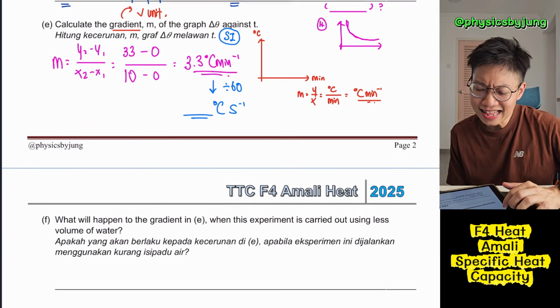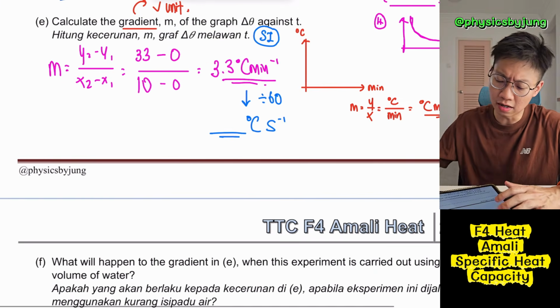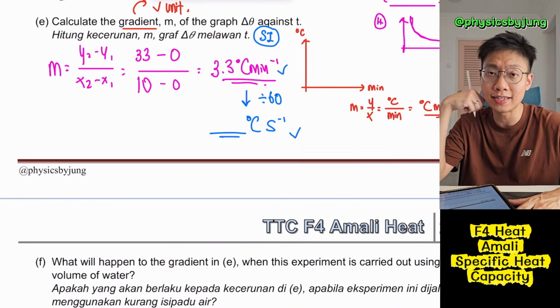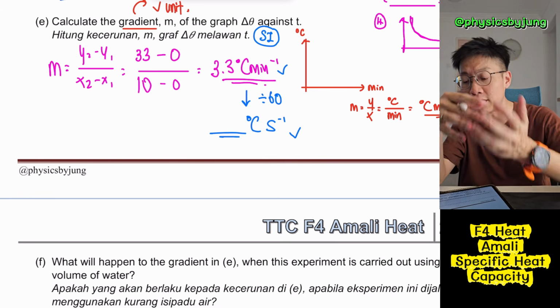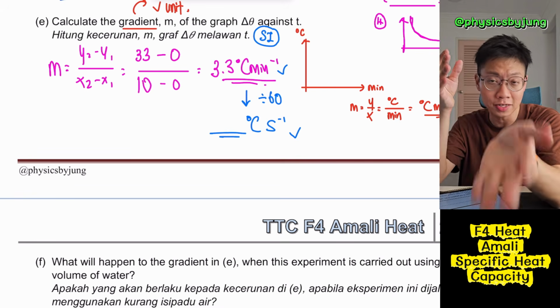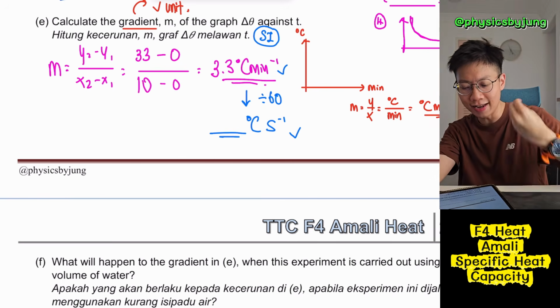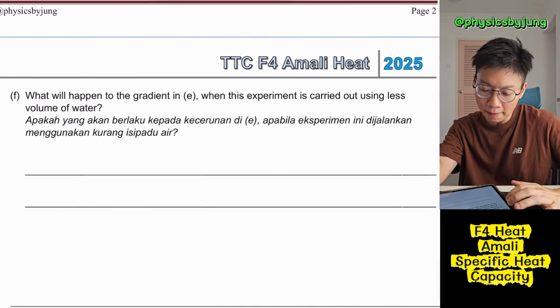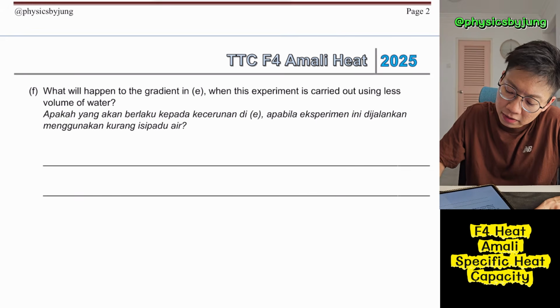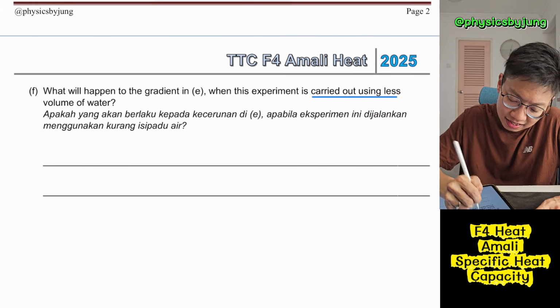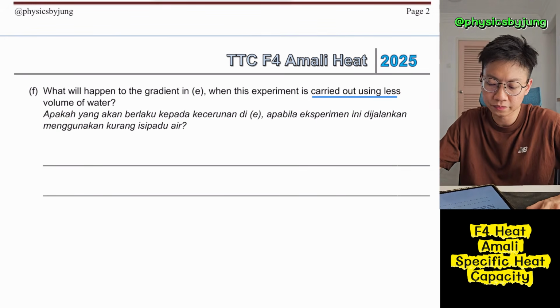Alright. And after that, of course, if they never say change to SI unit, you have a choice. You can use degrees Celsius per minute, or you can use degrees Celsius per second. Completely up to you. Okay, then we go to the next part. What will happen to the gradient in E when this experiment is carried out using less volume of water?